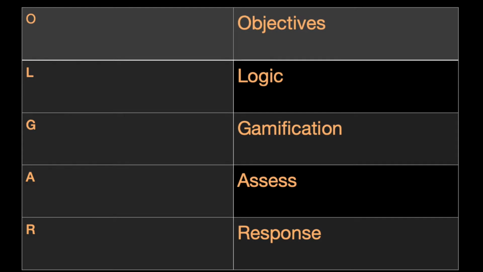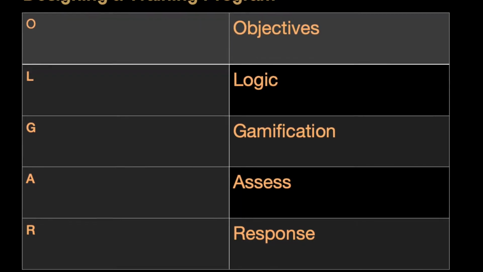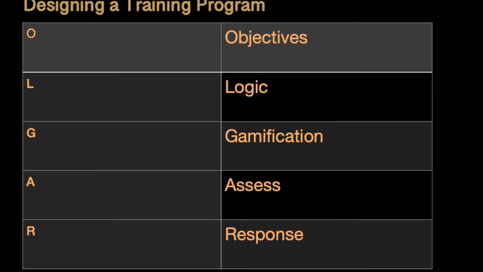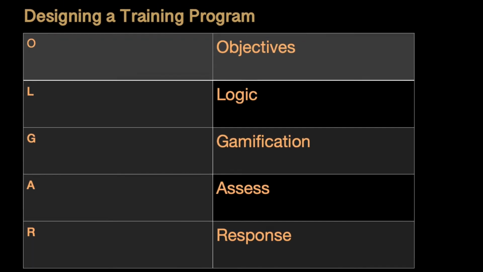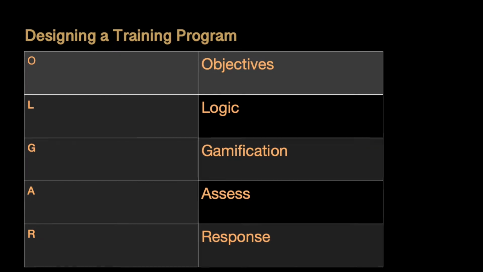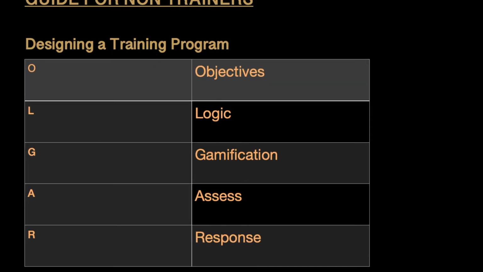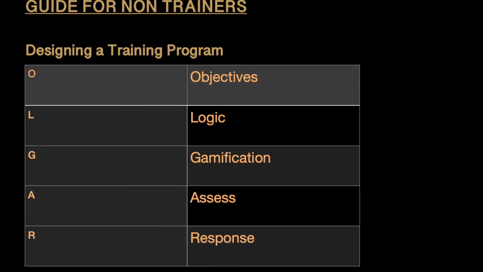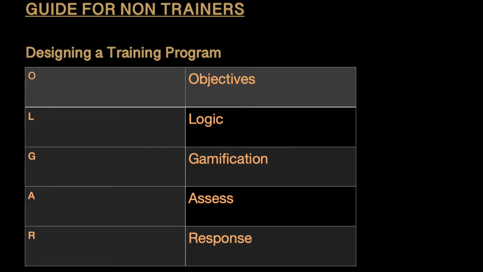While designing a training, there is yet another acronym that we use, which is called OLGAR, where O stands for objectives, L for logic, G for gamification, A for assess, and R for response. In this video and the next video, we will be talking about OLGAR.